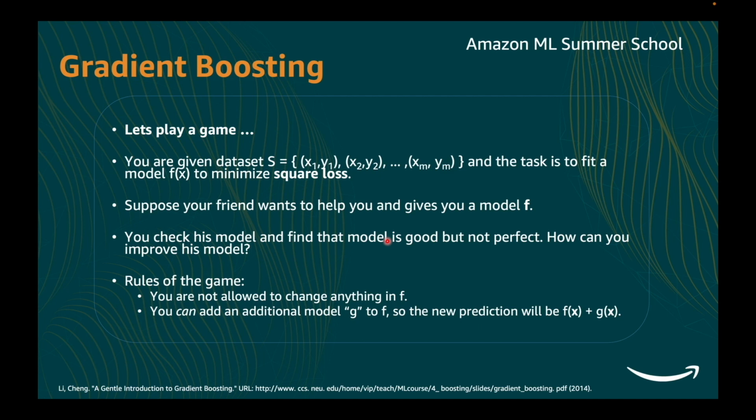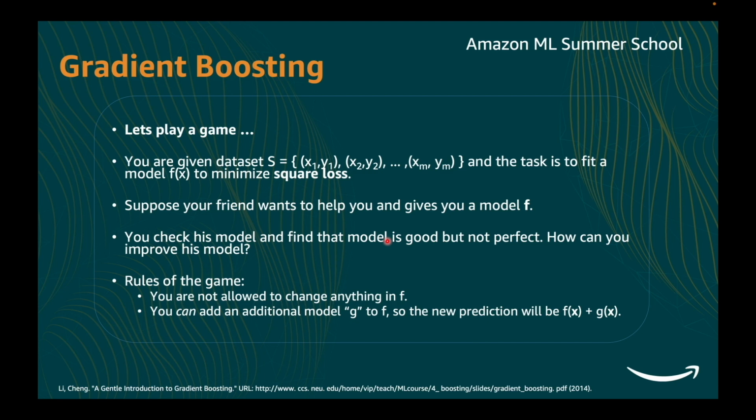Your input x is some vector, and your outputs y are real valued. So this is a regression problem. Your task is to fit a model to minimize the square loss. Remember, the square loss is the model prediction minus the actual, the sum of the square of that, over all data points. That is your squared loss, right?